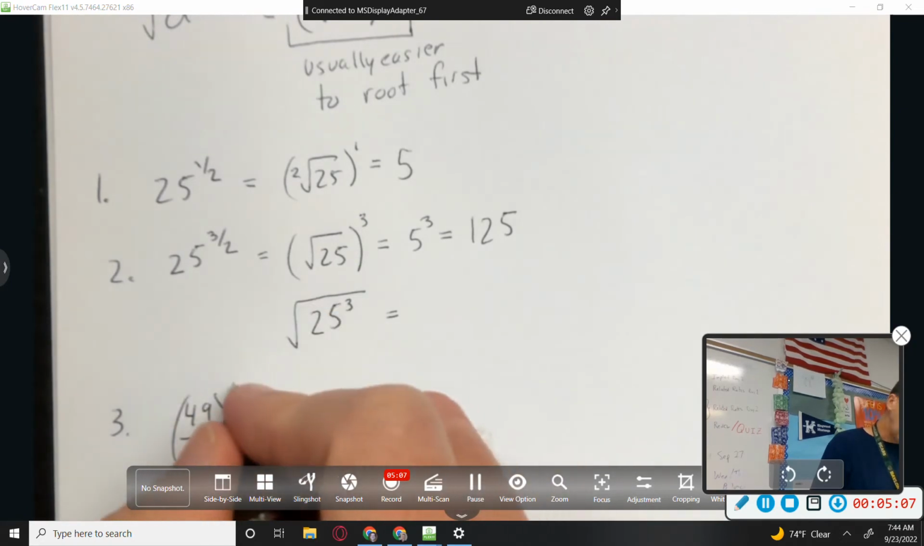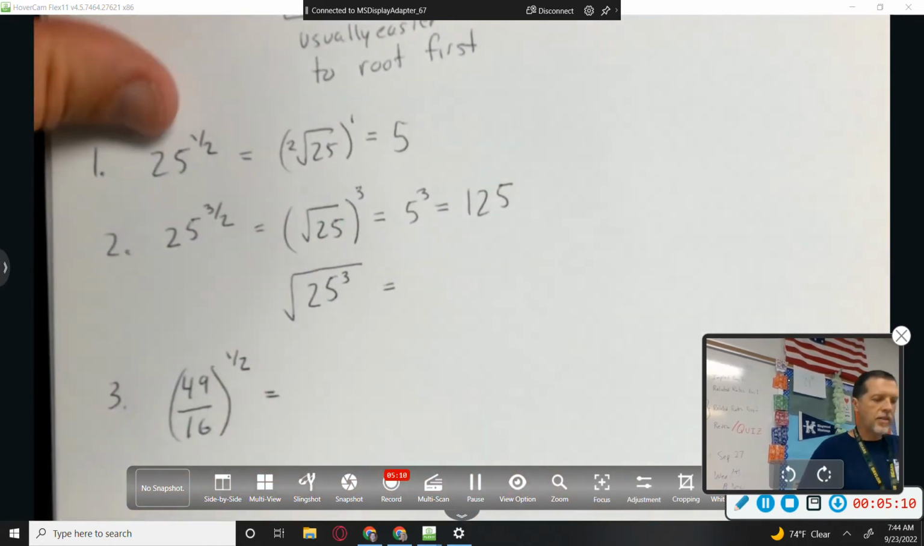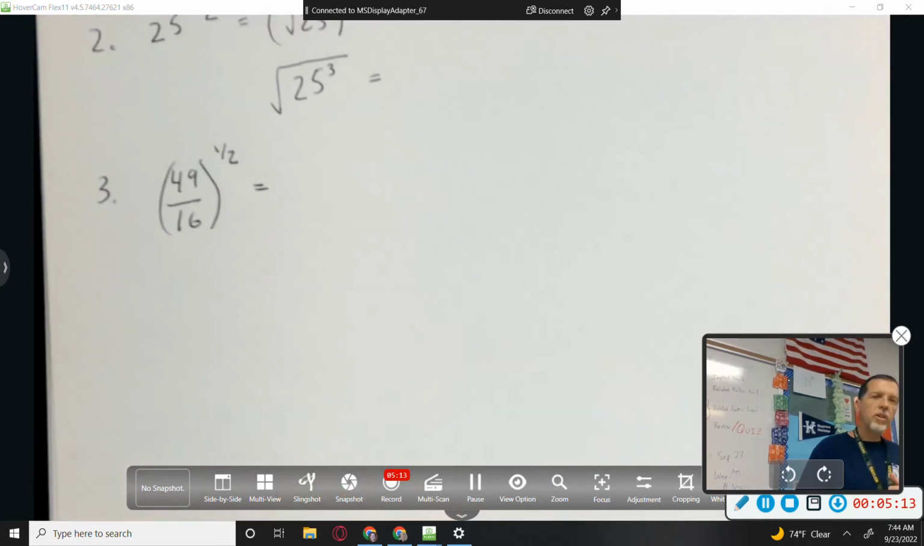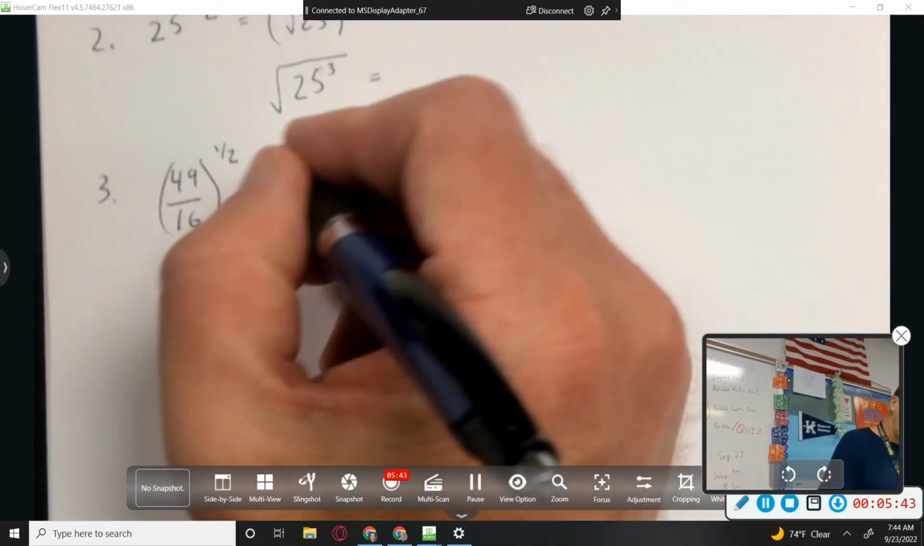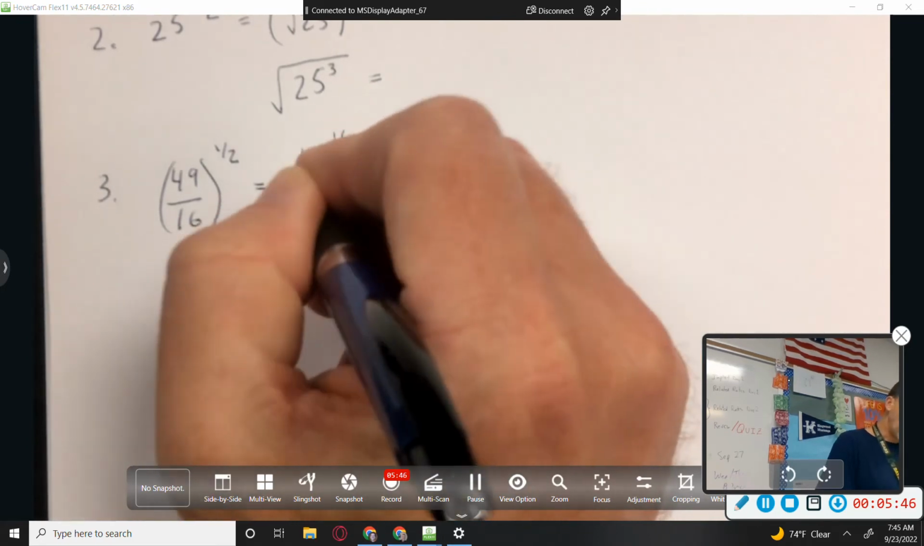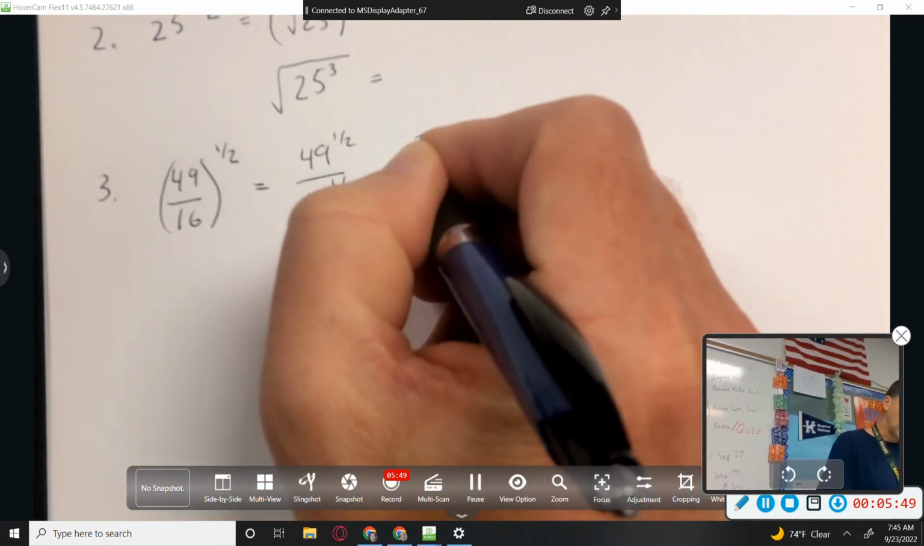49 over 16, all to the 1/2. Gregory, what do you think the answer is? I don't know. I wasn't sure if that was a serious sigh or a sarcastic sigh. 7 over 2. 7 over 4. Ava was about to give you a high five for a wrong answer. Yeah, come on, Ava. Square root of 49 over the square root of 16, so 7 over 4.